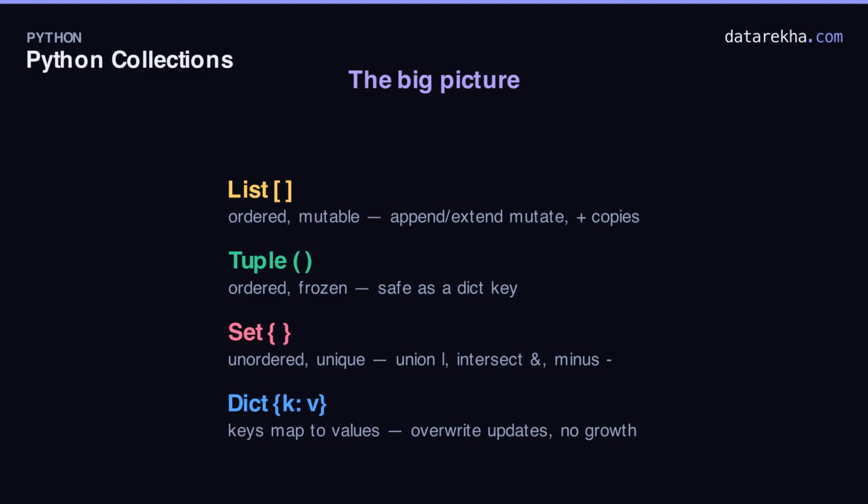Overwriting a key updates it without growing the count. Name the type, ask if it's mutable, and watch for aliasing. Do that, and these 4 containers will never trip you up again.